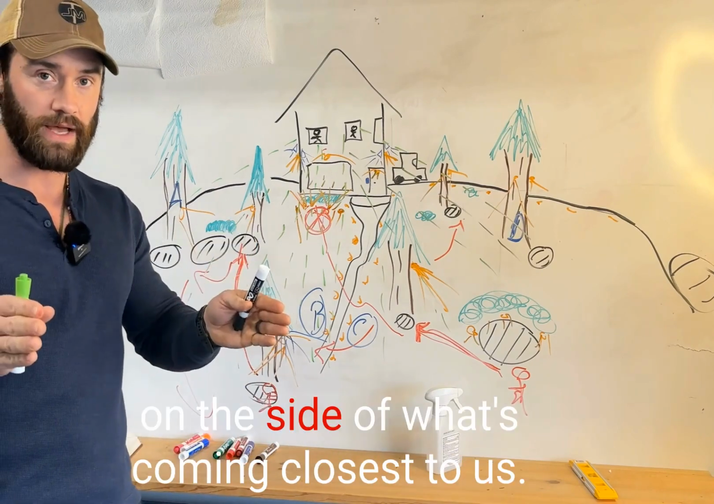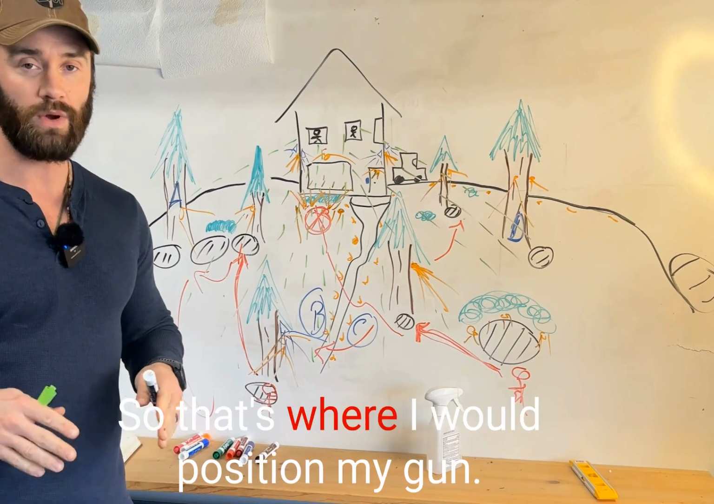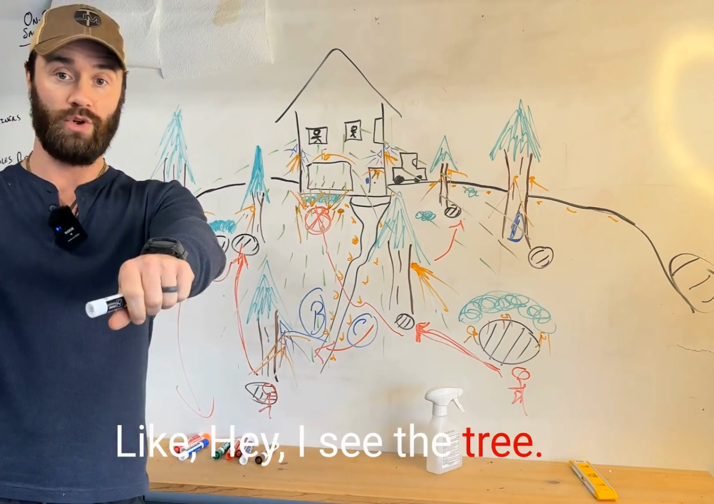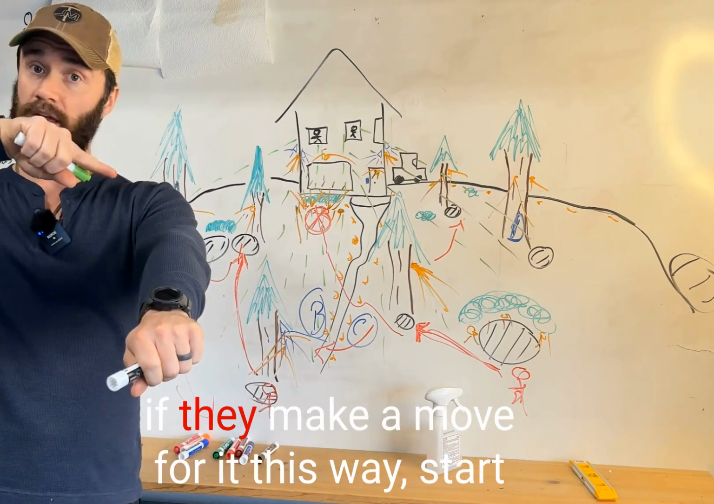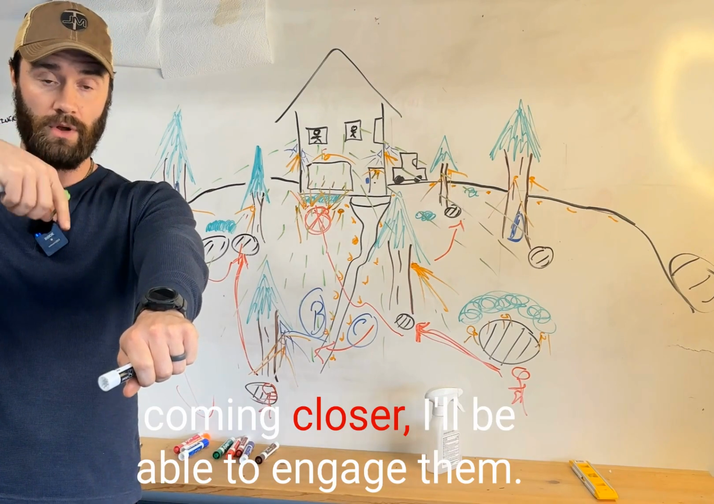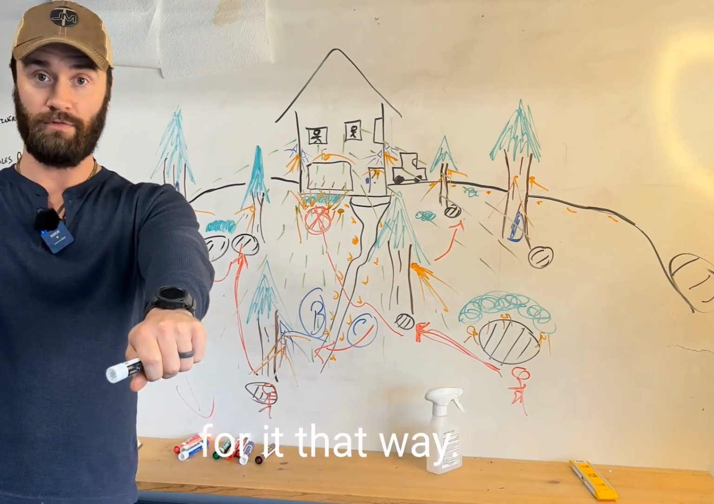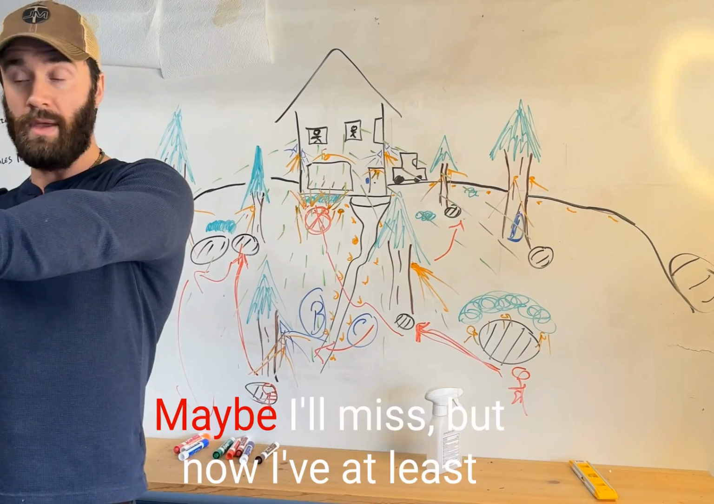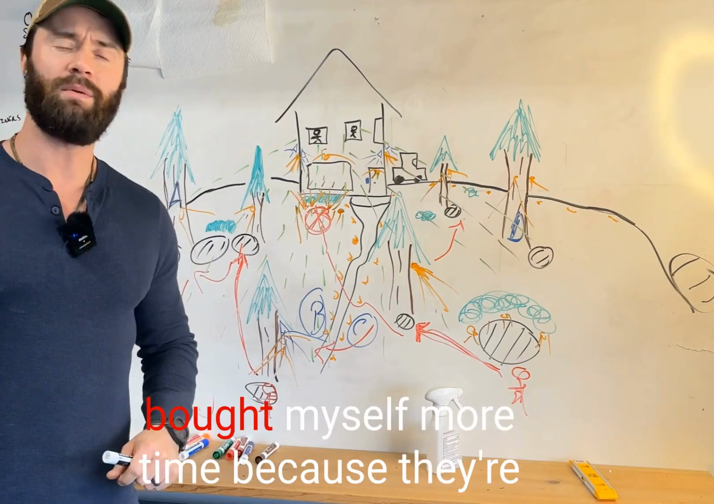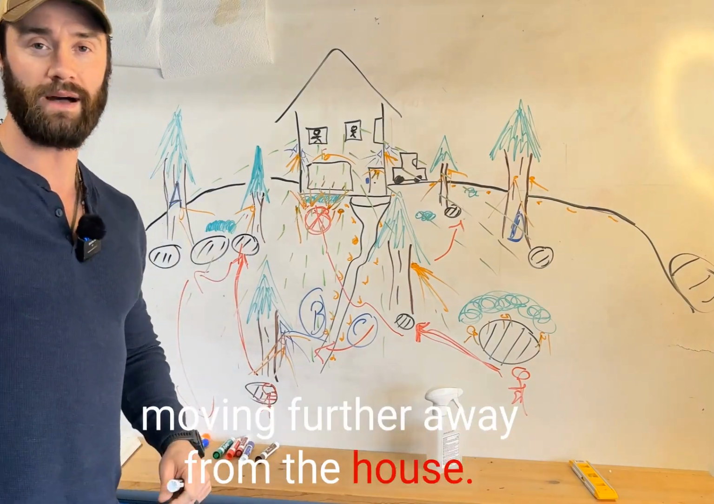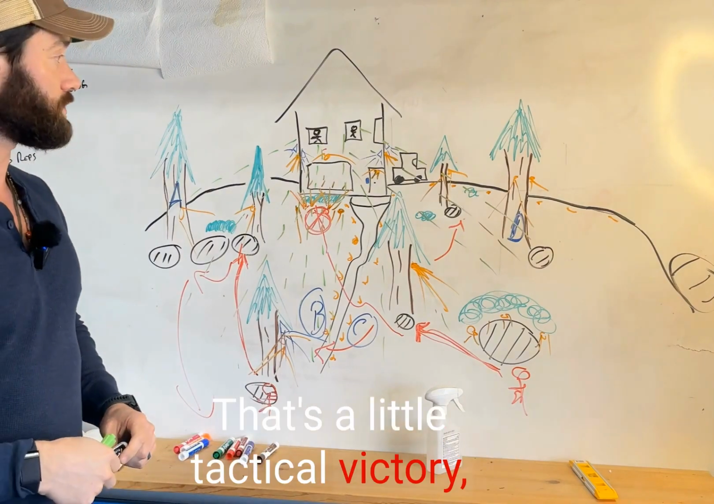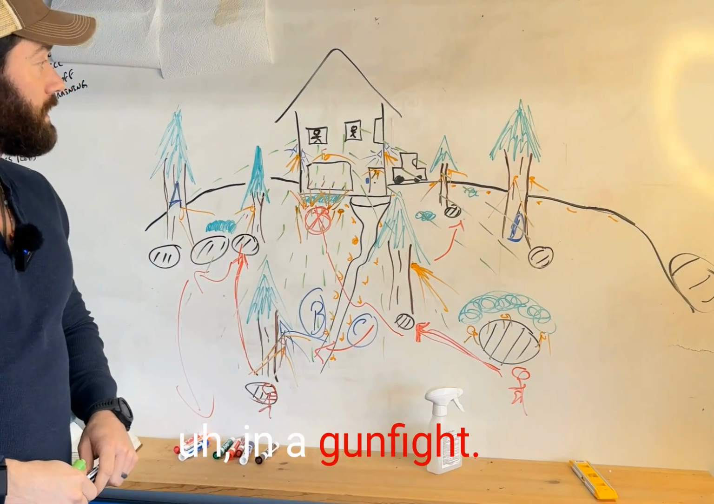But we always want to err on the side of what's coming closest to us. So that's where I would position my gun. Like, hey, I see the tree, here's my house, I'm going to position right here, because if they make a move for it this way, start coming closer, I'll be able to engage them. If they make a movement for it that way, hey, that's fine. Maybe I'll miss. But now I've at least bought myself more time because they're moving further away from the house. That's a small victory. That's a little tactical victory in a gunfight.